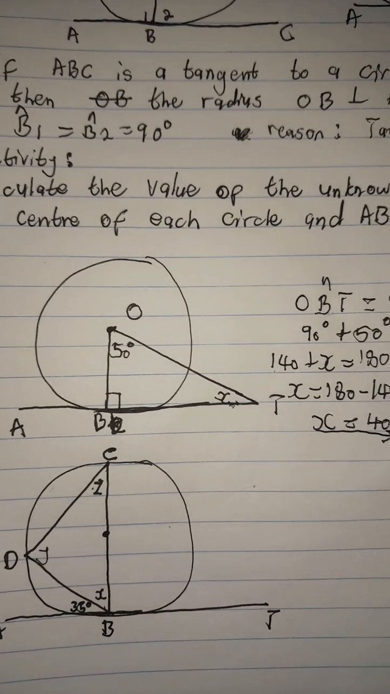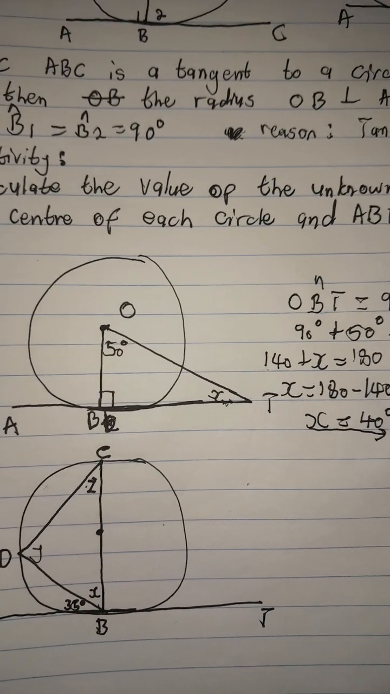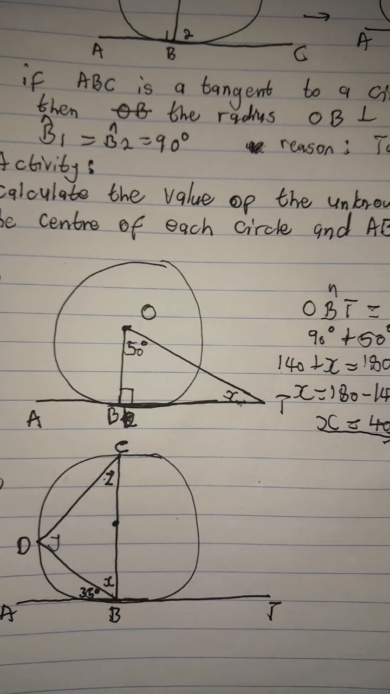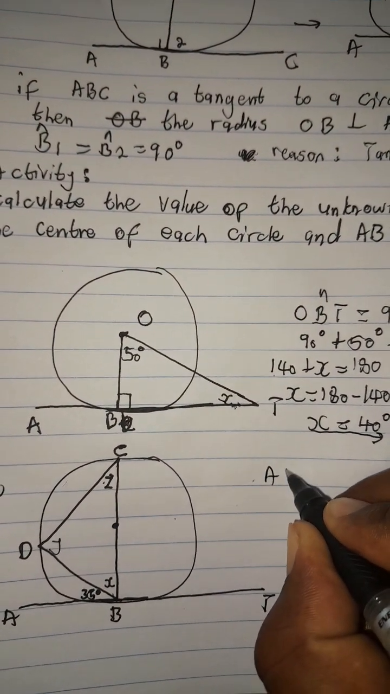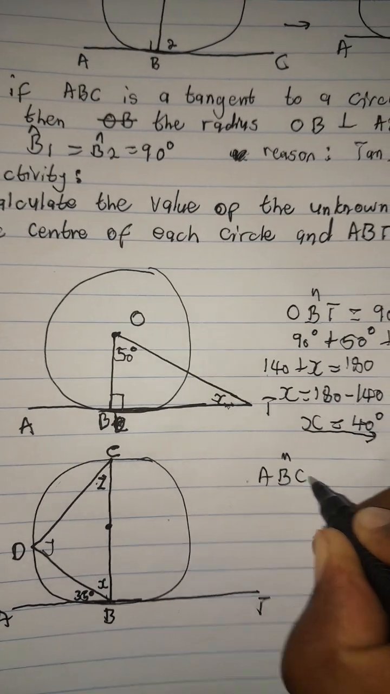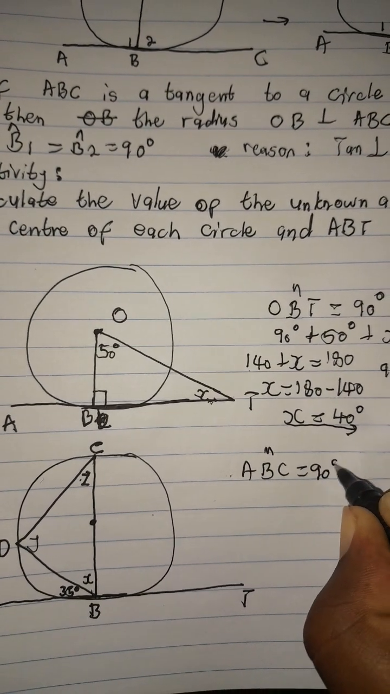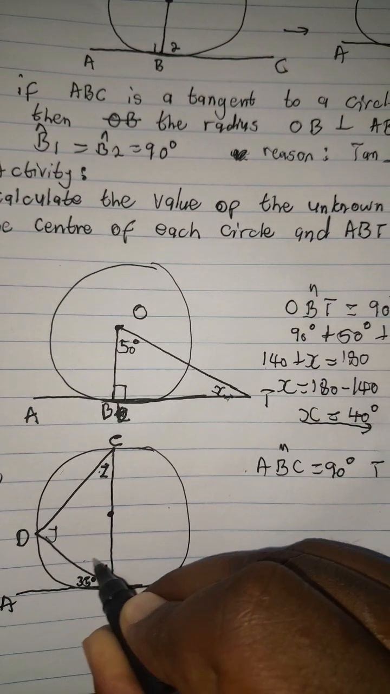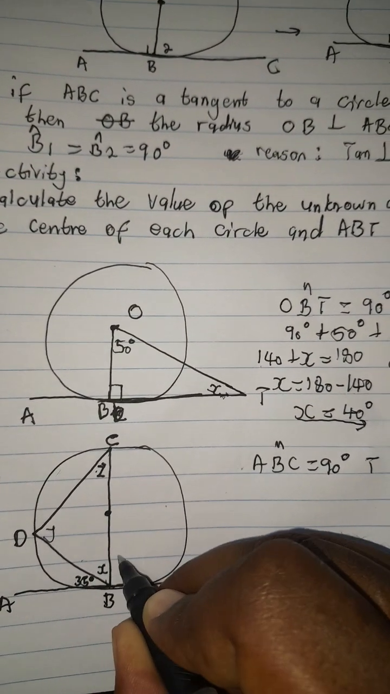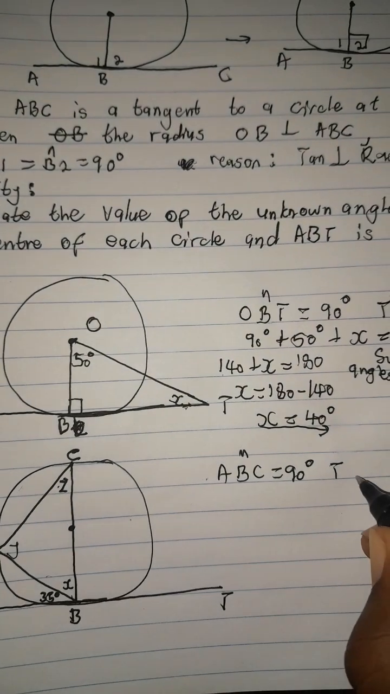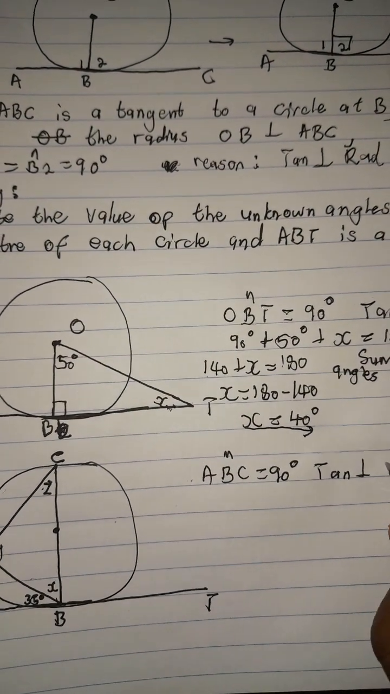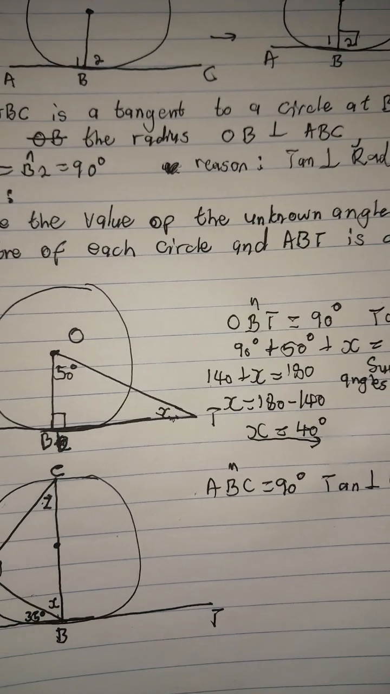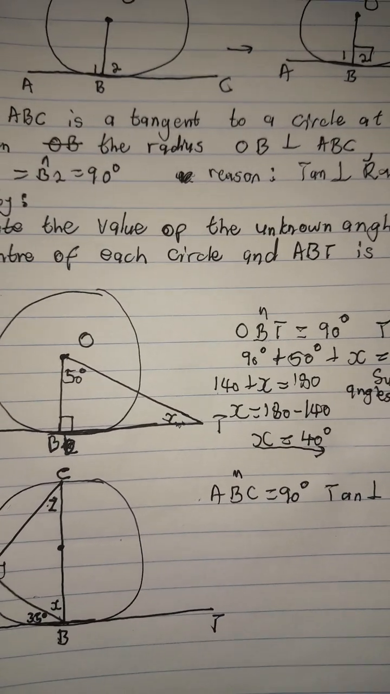Right, so guys, I want you to analyze this very carefully. Can you see that angle ABC is 90 degrees? We can see that this is 90 degrees. It forms 90 degrees here, angle ABC. So the reason will be tan perpendicular to radii. Tan perpendicular to radii. All right, guys, we won't rush because we don't want to crash.